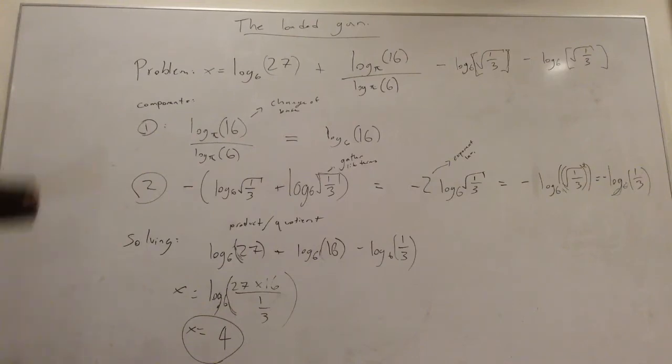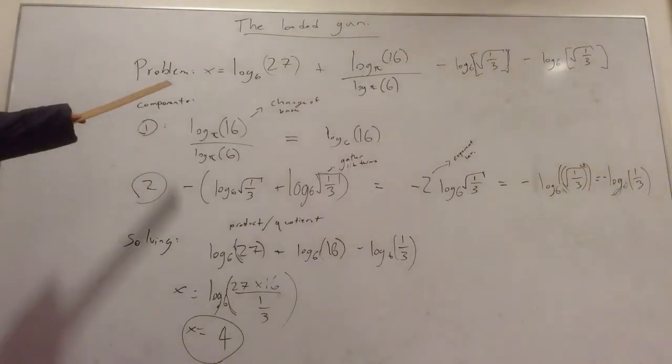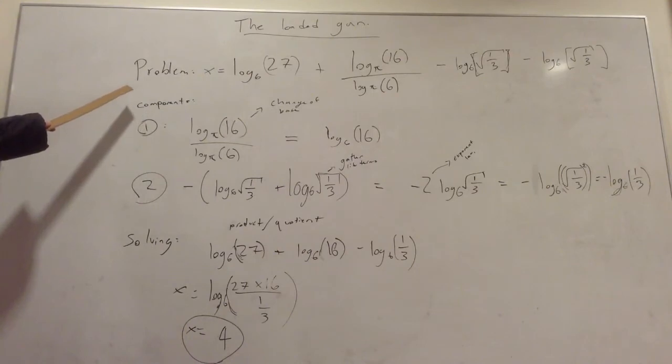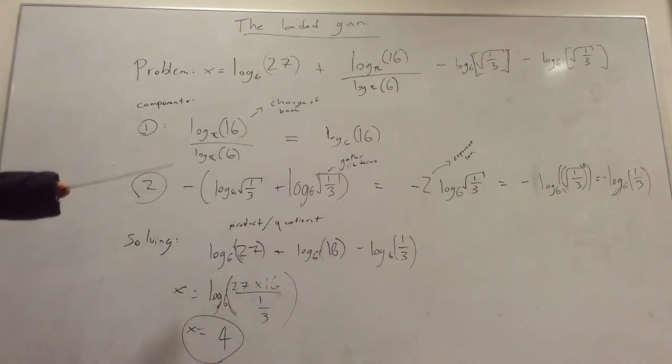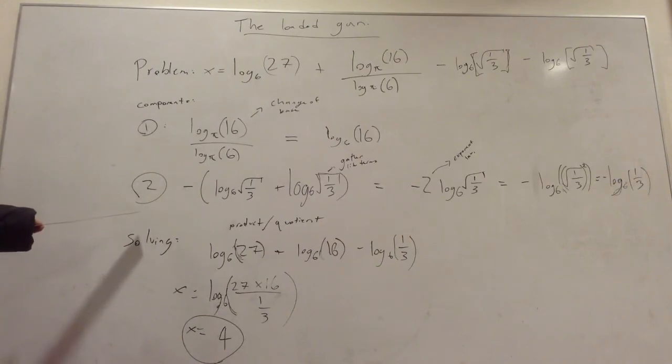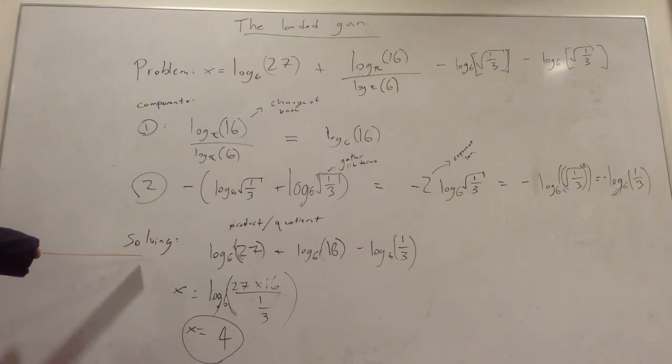Okay, we're on the last problem now. The problem is as seen on the board. We can break this problem into components to solve it more simply. The first component, using the change of base, can be simplified to log base 6 of 16. The second component can be simplified by gathering like terms and using the exponent laws to get negative log base 6 of 1 over 3. Now, solving it using the product and quotient laws, we get x equal to 4.